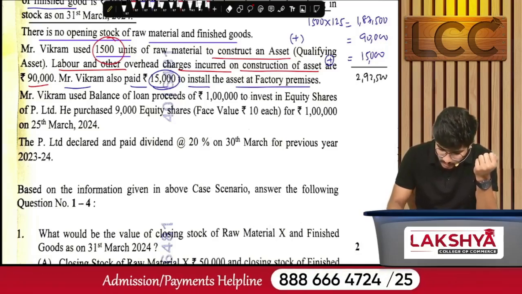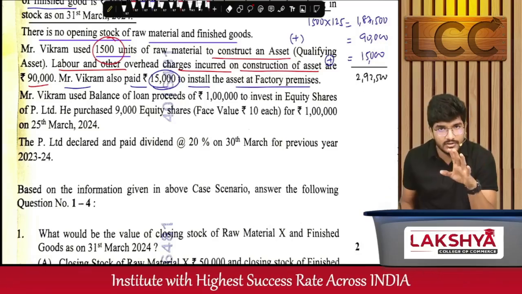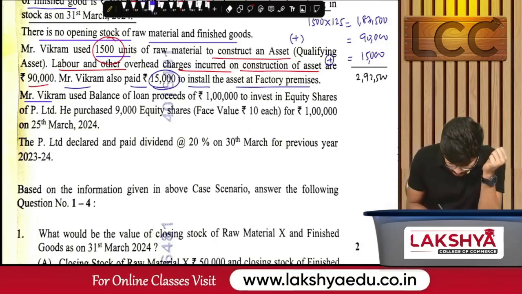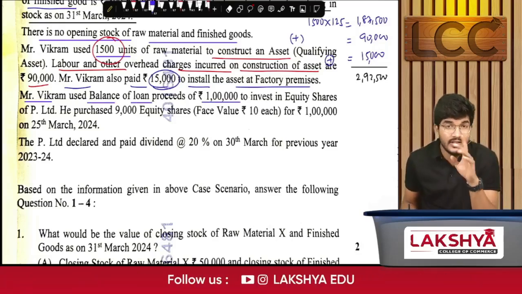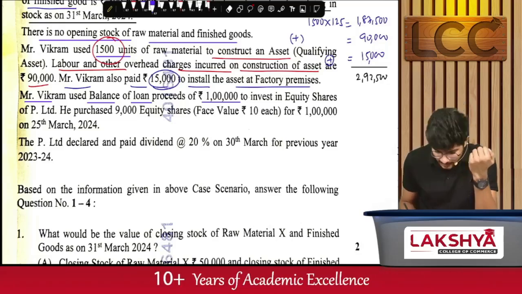So 1,87,500 plus 90,000 plus 15,000. That is 2,92,500. Till now, cost of self-constructed asset. Next, Mr. Vikram used a balance of loan proceeds of rupees 1 lakh. Like initially we raised a loan of 6 lakhs, right? Out of that 6 lakhs, we utilized 5 lakhs to purchase raw material. So balance left over is 1 lakh.